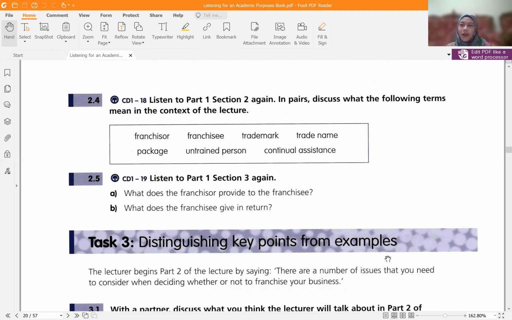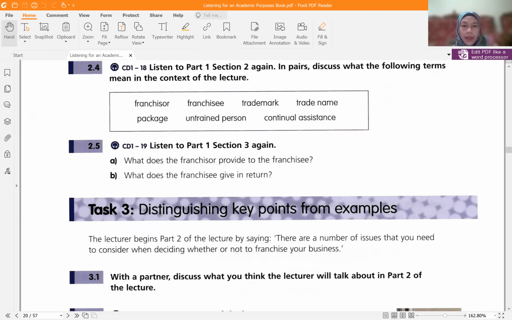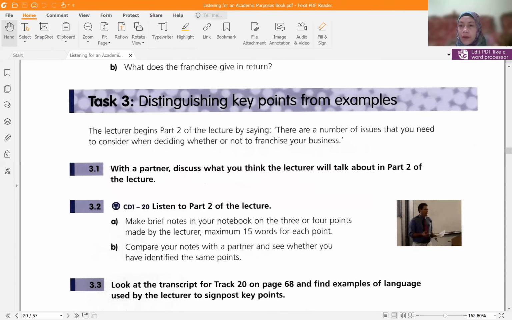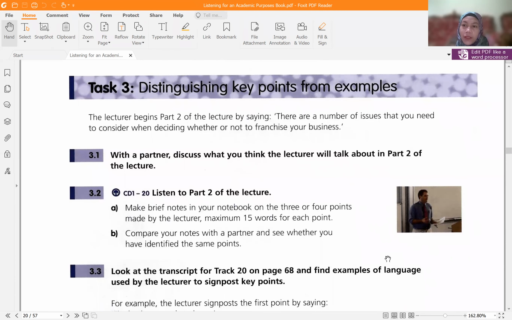Okay, so now please answer the questions. What does the franchisor provide to the franchisee? Second, what does the franchisee give in return? I think he gave a clear explanation about this. You just need to listen more carefully. Okay, so now moving on to the next part of the lecture. Here, we need to distinguish the key point from the example.